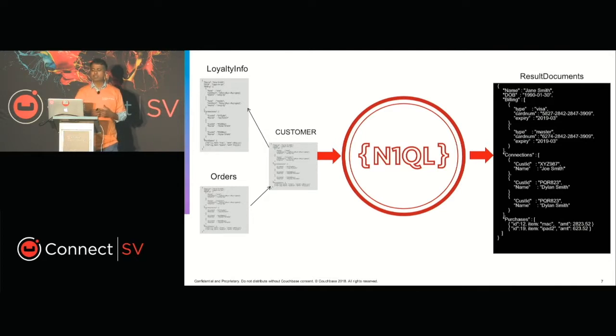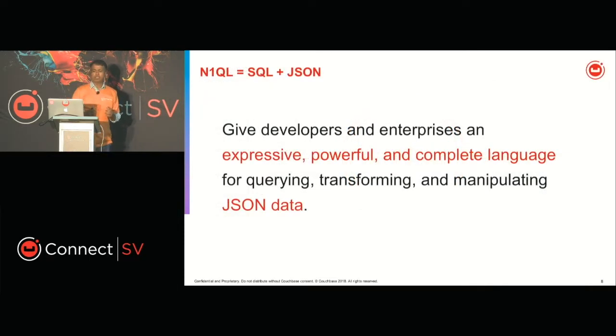So the purpose of Nickel is quite simple. We want to do to the JSON model what SQL did to the relational model. Basically, we want to be a declarative language so that you can give sets of JSON as input. We process the sets of JSON using the declarative query language you have written and give you back JSON. So there is no impedance mismatch. JSON in, JSON out. This is our mission: to give developers and enterprises an expressive, powerful, and complete language for querying, transforming, and manipulating JSON data.